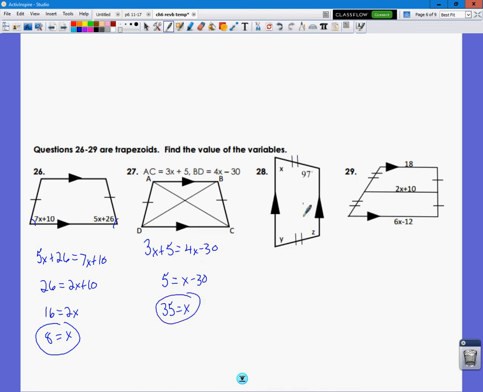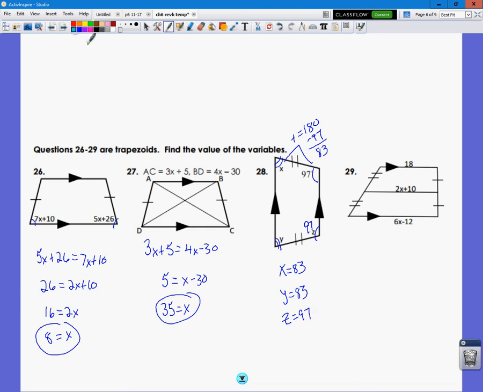Base angles of an isosceles triangle are congruent. So this is 97. The z is also 97. Whatever x is, y is the same. But I do know that same side interior angles add up to equal 180. So if I subtract 97 from 180, I get 83. So x equals 83. Y also would be 83. And z would be 97.